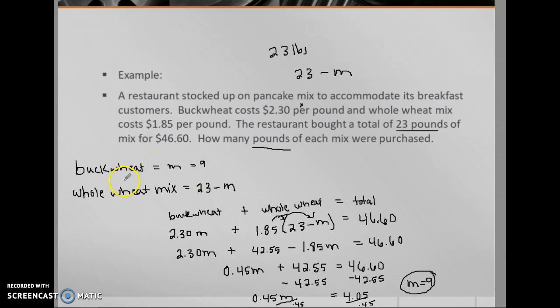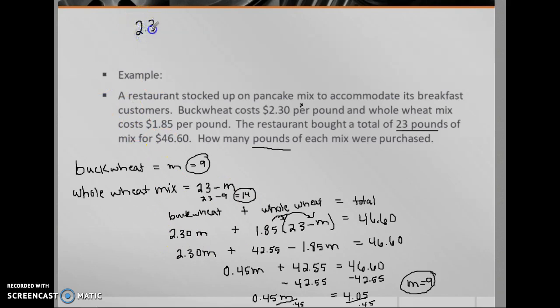If I want to figure out how many pounds of whole wheat I have, 23 minus 9 is equal to 14. So 9 pounds of buckwheat, 14 pounds of whole wheat. And it's good habit to check. So if we check our workup here, put it back into our cost equation.